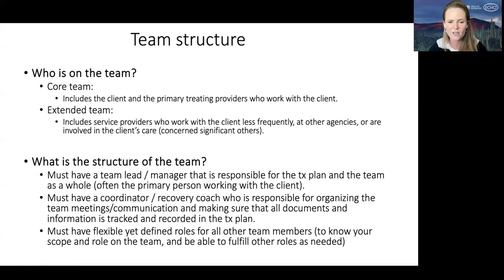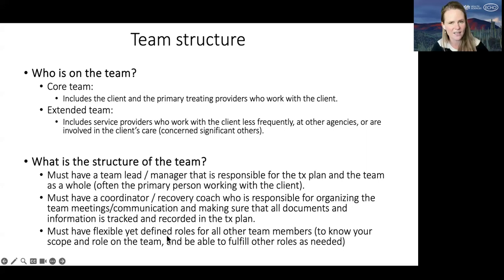Then there's also a coordinator, a recovery coach who's responsible for organizing the team meetings, facilitating communication, making sure that all the documents and information is tracked and recorded in the treatment plan. So that's what I referred to earlier. This is the key person who's making sure that all the other providers get to focus on the care that they're specially trained to do. And this person is making sure that all of those miscellaneous pieces of treatment, which are important but difficult to track, are all consolidated in one place.